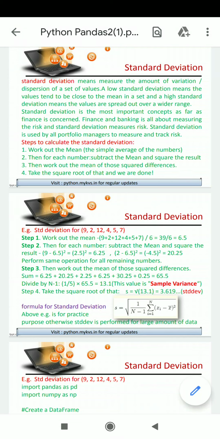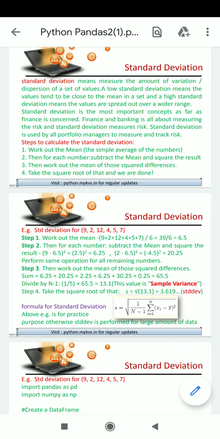In our previous class, we learned how to find mean, mode, median, and quantile with the help of Python Pandas, as well as in the manner of finding these with the help of statistics or math equations.